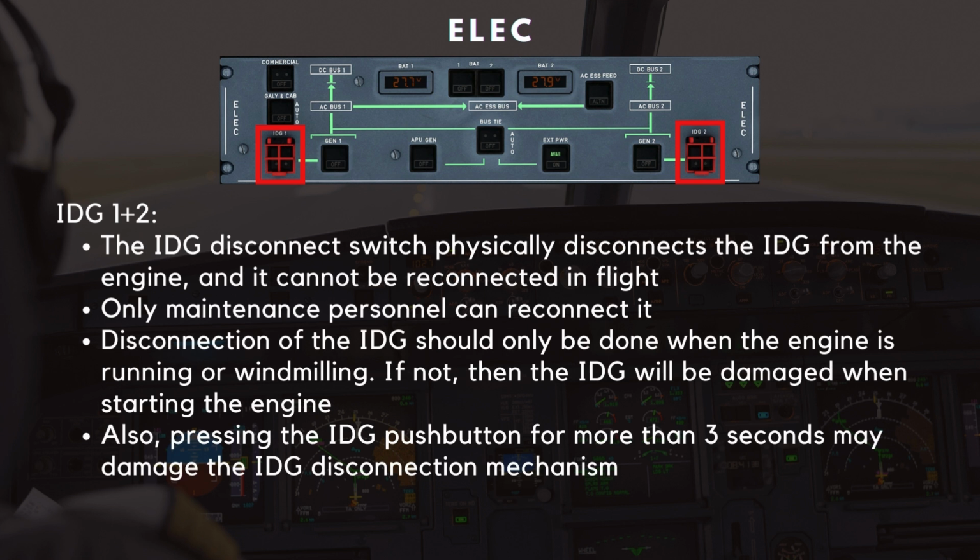The IDG disconnect switch physically disconnects the IDG from the engine, and it cannot be reconnected in flight. Only maintenance personnel can reconnect it. Disconnection of the IDG should only be done when the engine is running or windmilling. If not, the IDG will be damaged when starting the engine. Also, pressing the IDG push button for more than 3 seconds may damage the IDG disconnection mechanism. A good rule of thumb is to keep the IDG disconnect push button pressed until the respective engine generator's fault light appears, but no longer than 3 seconds.